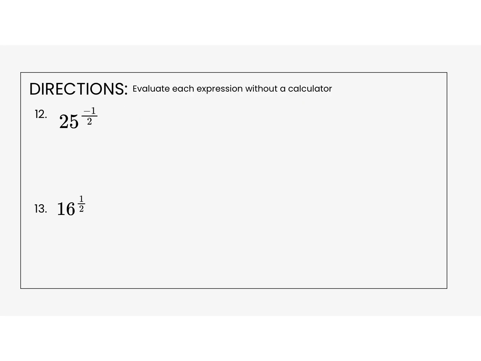Okay, we'll look at a few more. 25 to the negative 1/2, so that means 1 over the square root of 25. So that would be 1 over 5. And then 16 to the 1/2, that is the square root of 16, which is 4. All right, so that is 6.2 rational exponents.